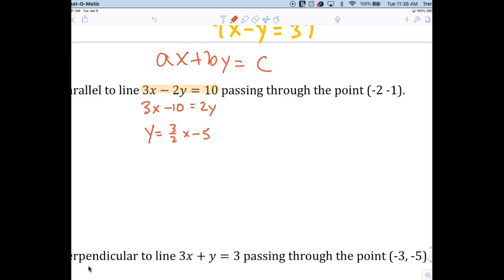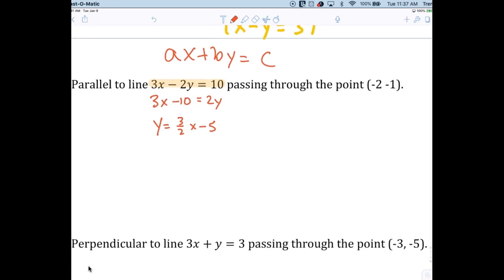So now, what is the slope of the parallel line? The slope of the parallel line would equal 3 over 2. And it's passing through the point (-2, -1). You're good. Anybody have any questions with that? Do I have any questions with that?